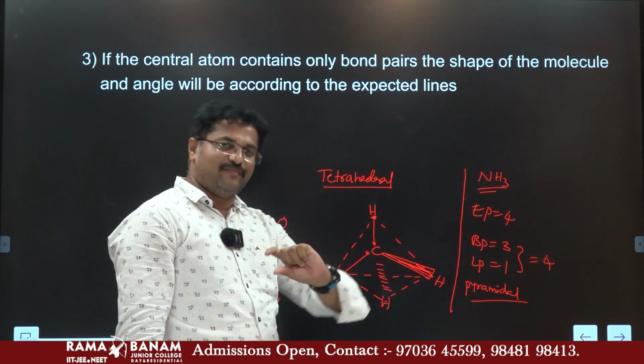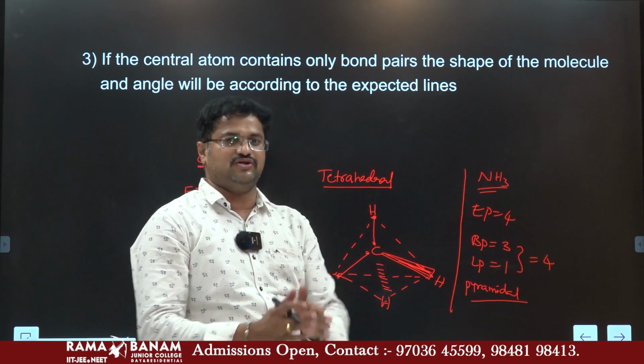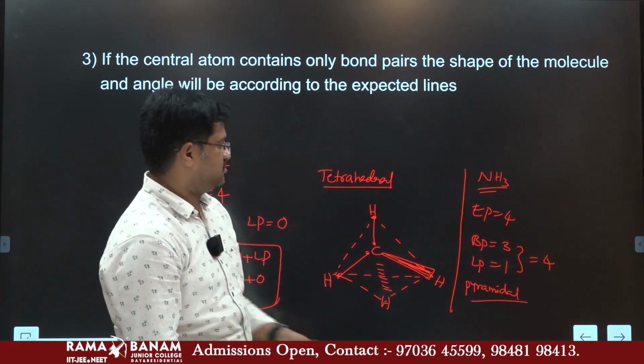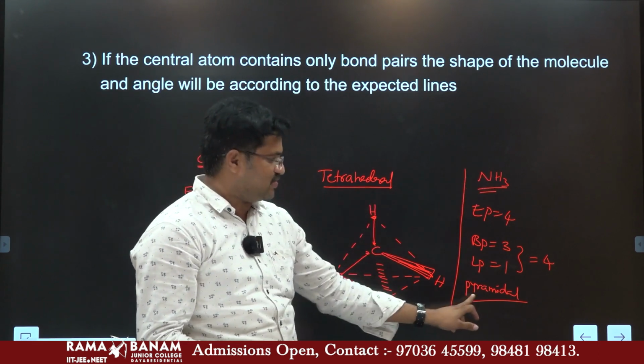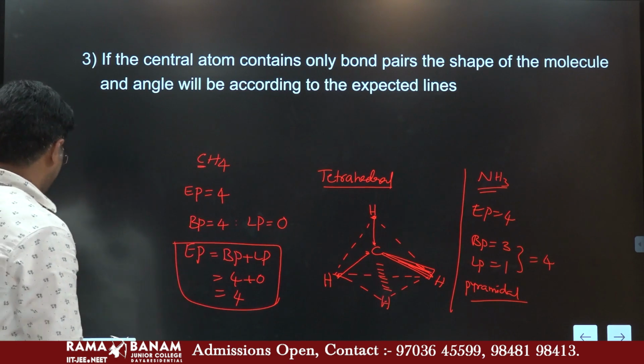So, based on the repulsions between the lone pairs and bond pairs, the shape or geometry of the molecule is completely different. The shape of the molecule is what? Pyramidal geometry. Pyramidal. And next one.